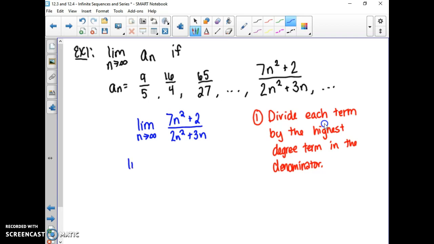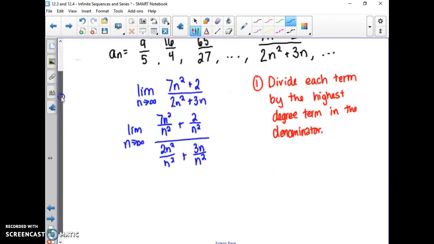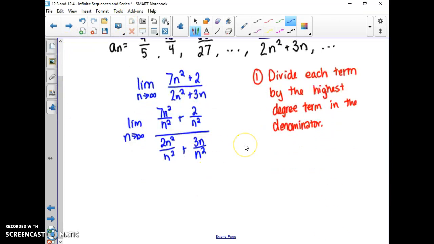So we will say the limit as n approaches infinity of 7n squared divided by n squared plus 2 divided by n squared, over 2n squared divided by n squared plus 3n divided by n squared. So this looks like it actually made it worse rather than better, but if we simplify and then look at our properties, we'll see that it is actually going to help us come to the answer.